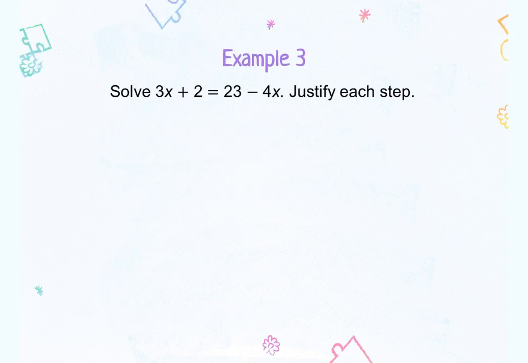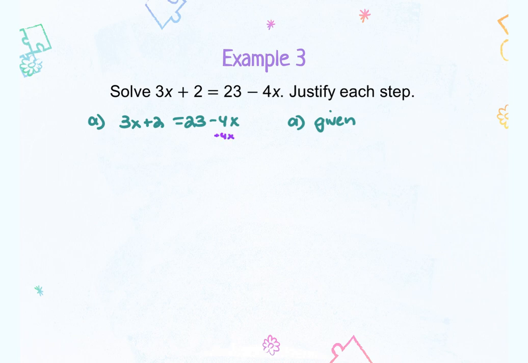All right, example 3 takes it one step further and it gives you the equation and asks you to solve it and then justify the steps. So here we're going to do all the work. In the beginning, we take our original, 3x plus 2 equals 23 minus 4x, and that reason is given. Now, there's a couple different things you can do here. You can either subtract the 2 from both sides or add the 4x, and it doesn't matter which order you do that as long as you eventually do both.